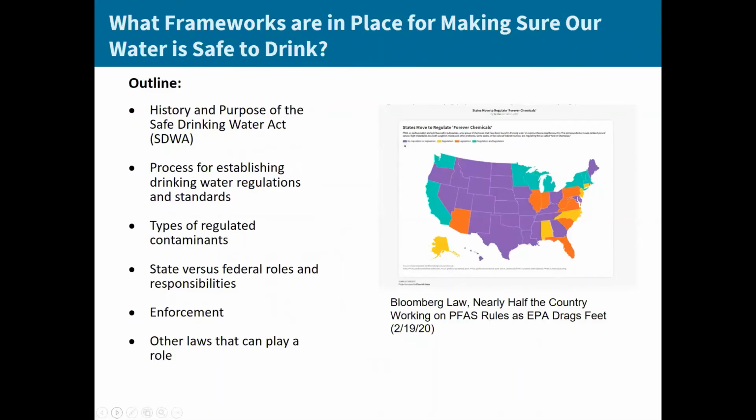This section of our Drinking Water Guide covers the history and purpose of the Safe Drinking Water Act, the process for establishing drinking water regulations and standards, the types of regulated contaminants, how the state and federal government play a role together in protecting drinking water, a bit about enforcement, as well as other laws in addition to the Safe Drinking Water Act that can play a role in protecting our drinking water.